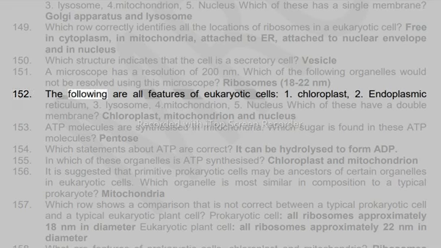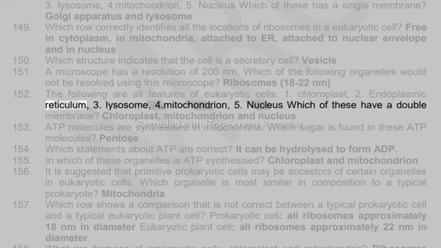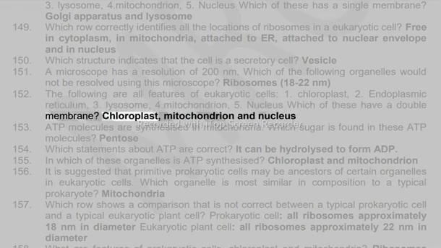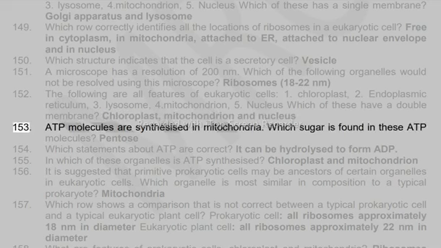152. The following are all features of eukaryotic cells: 1. Chloroplast, 2. Endoplasmic reticulum, 3. Lysosome, 4. Mitochondrion, 5. Nucleus. Which of these have a double membrane? Chloroplast, mitochondrion and nucleus.